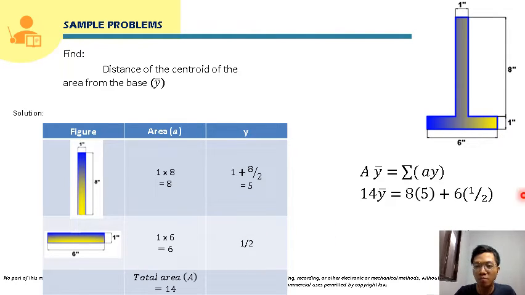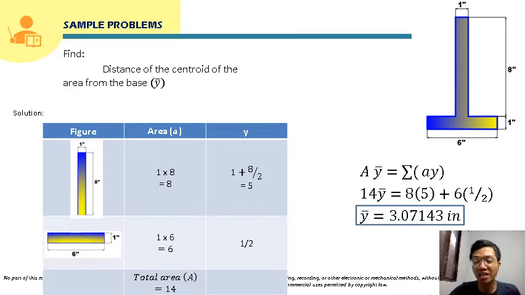Okay, so solving for y bar here, we will just divide both sides by the total area. So y bar will just be 3.07143 inches. Okay, so this will now be the answer for this. So you can check if your answer is logical. So our y bar is 3.07143. So approximately, if this is 1 inch, 1 inch, 1 inch, it will be somewhere here. The centroid of this composite area is somewhere here. Meaning to say, from this point, if we pass an axis through here, the area above should be equal to the area below.